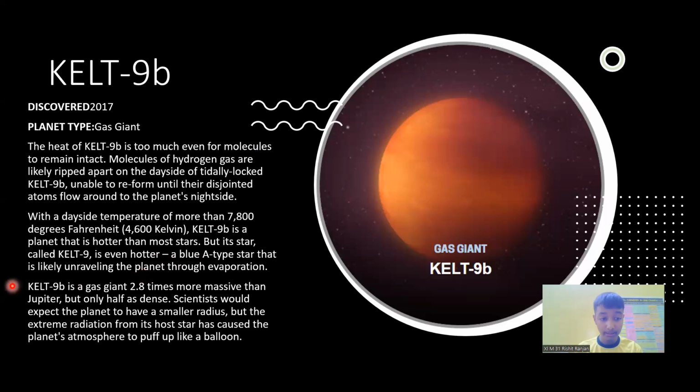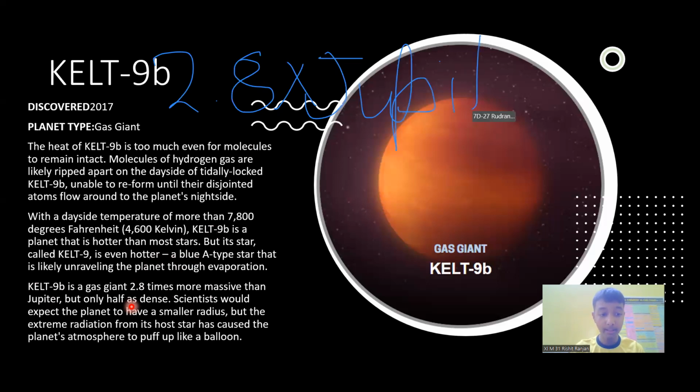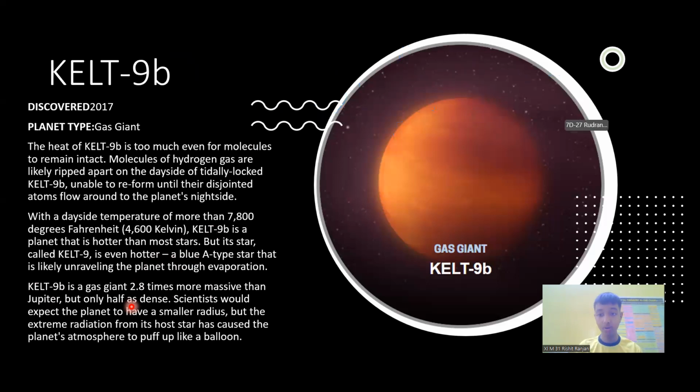Now, Kelt-9b is a gas giant 2.8 times more massive than Jupiter. So this is 2.8 times Jupiter's mass, but it is only half as dense because the molecules are ripped apart, because of which the size of the planet increases and the density decreases. So, though it is more massive, it is only half as dense.